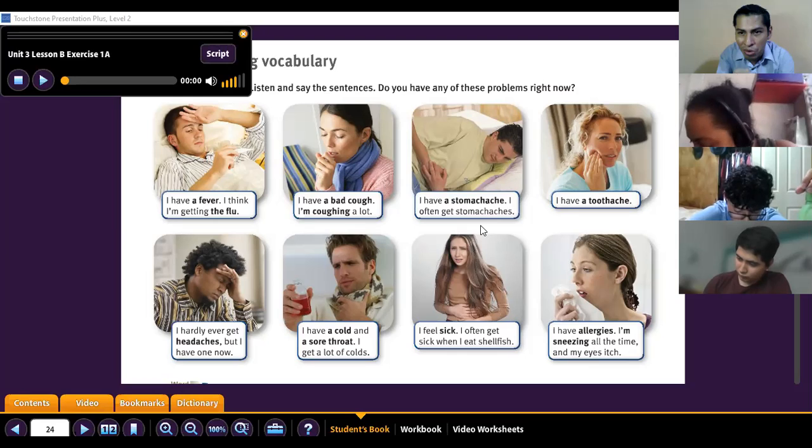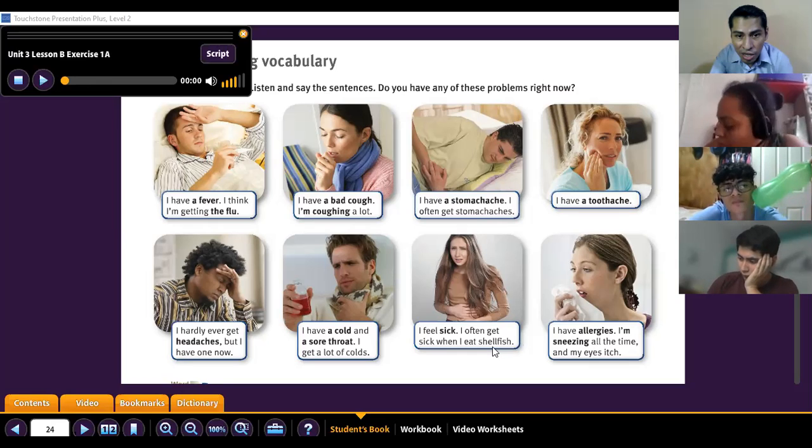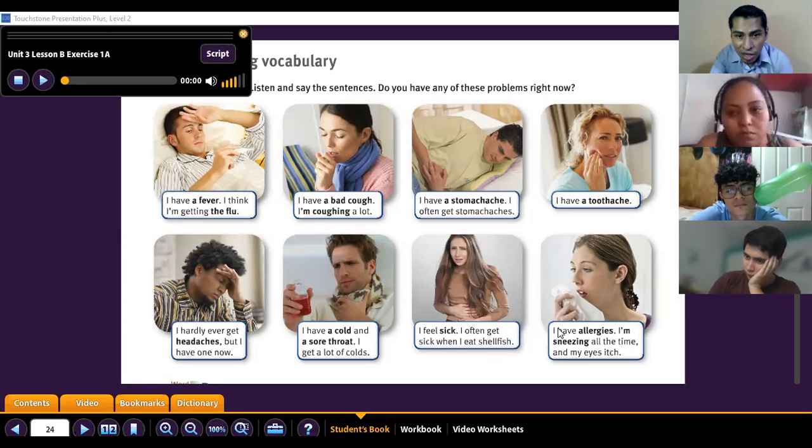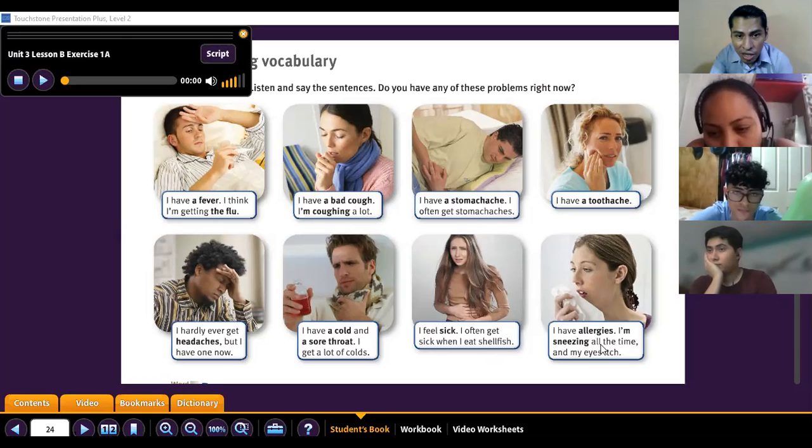Yes? So here we have this person that is saying, I have a cold and a sore throat, and I get a lot of colds in the year. Yes? So there is more than one symptom. Then I have allergies. I'm sneezing all the time, and my eyes itch. What's the meaning of itch?